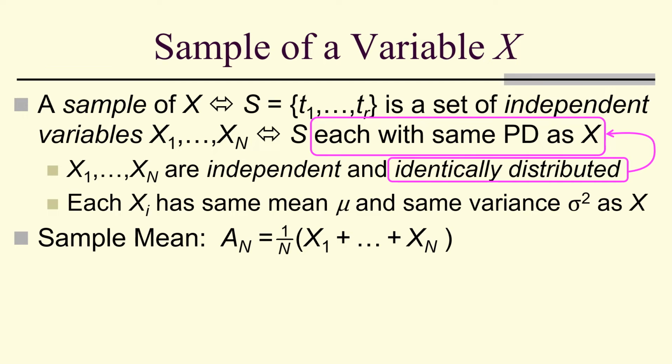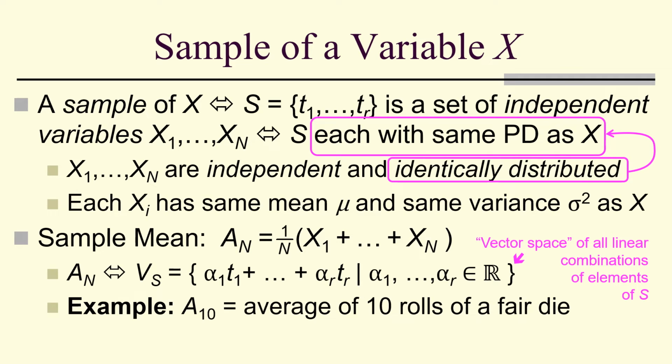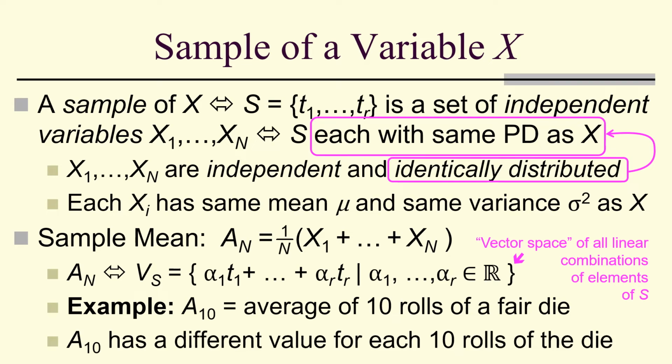The sample mean is just the average of these n variables. And notice that the sample mean is associated with this V sub S, which is all the alpha 1 t1 plus up to alpha r tr, where the alphas are real numbers, often called the vector space of all linear combinations of elements of S. For example, A10 would be the average of 10 rolls of a fair die. And every different set of 10 rolls would give you a different value for A10.